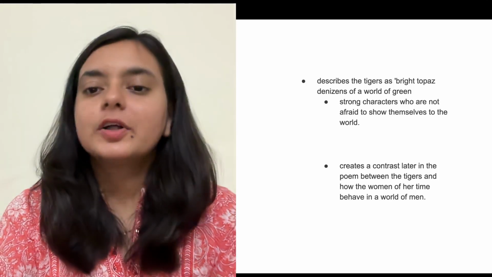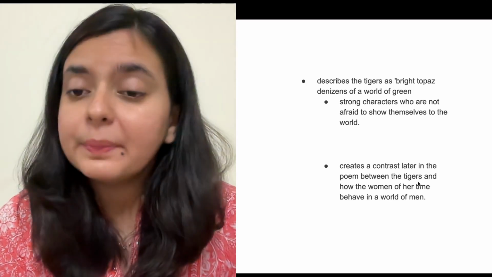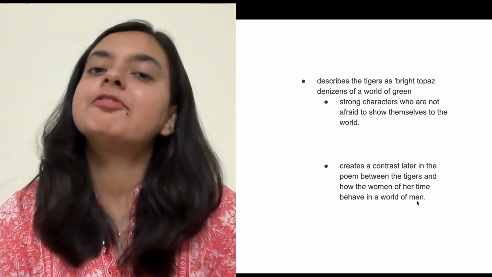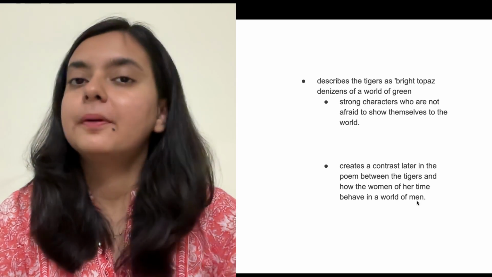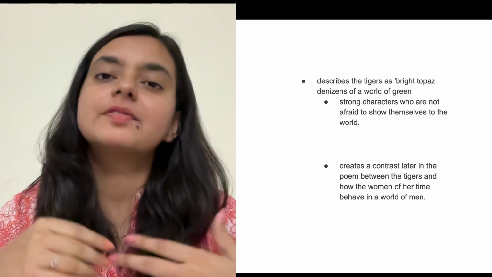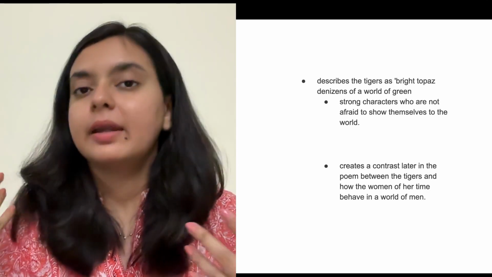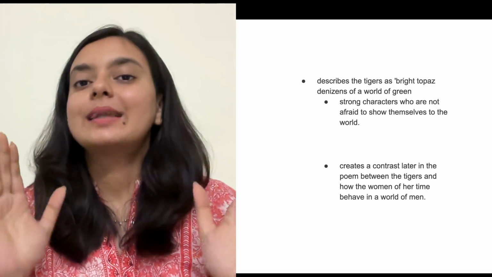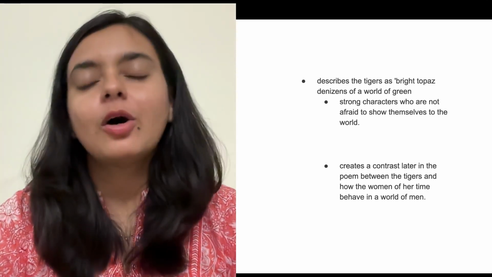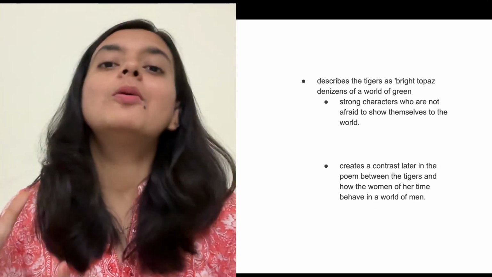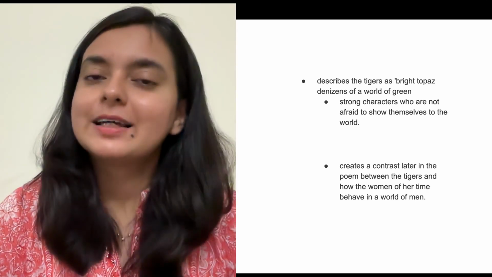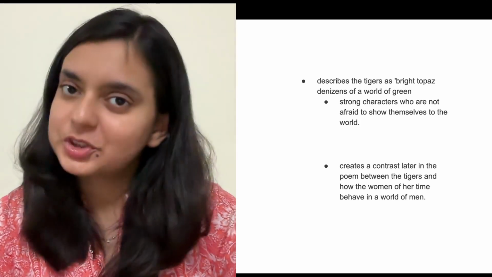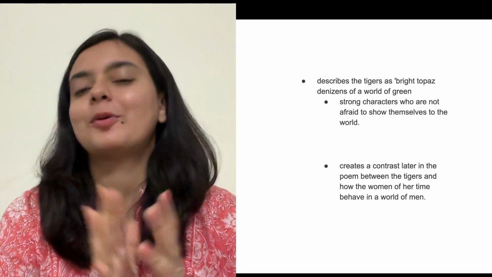She creates a contrast between the tigers and how the women of her time behave in the world of men. You could also talk about the burden that she's carrying, the weight of the marriage ring, the fluttering fingers. All these images also you could add up to. So that was the revision of all the poems from your grade 12th syllabus. Next, we would be definitely coming up with the prose chapters, one short revision of the prose chapters.